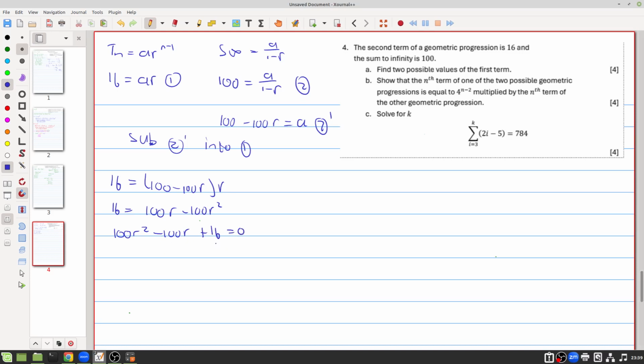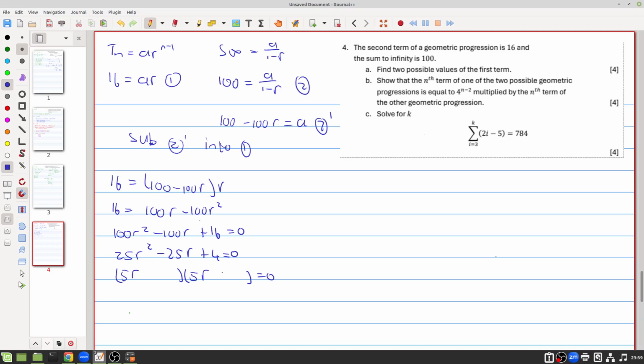We can divide everything by 4, I think. Looks good. So 25r squared minus 25r plus 4 equals 0. And now we can factorize this one, it looks like. Okay, so to get 25, we can do 20 times 5, and that's going to give us 100, which is perfect. So we're going to say, not 20r, we're going to say 5r and 5r.